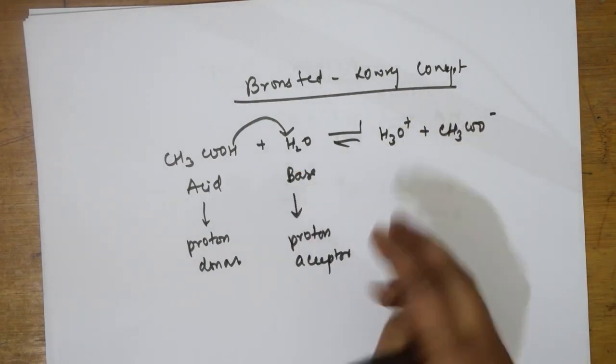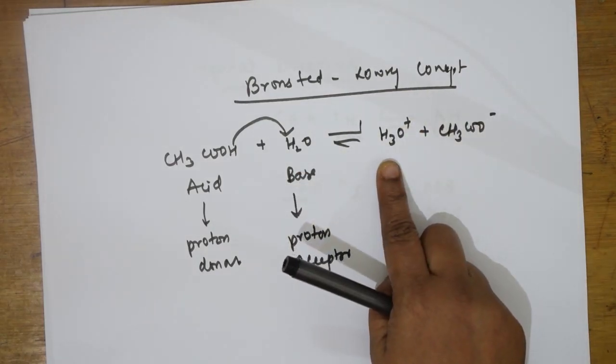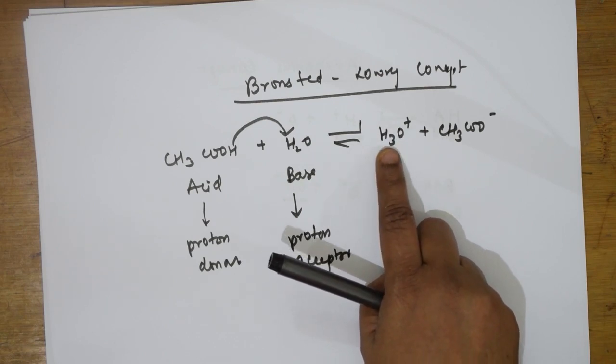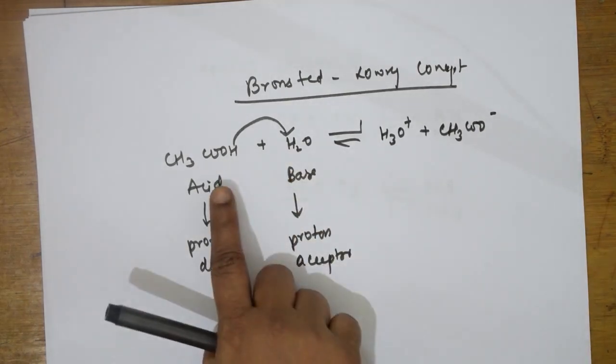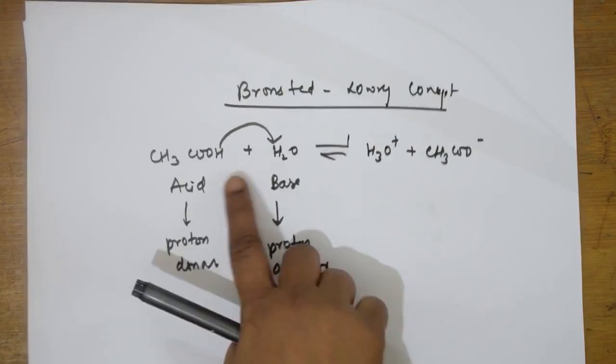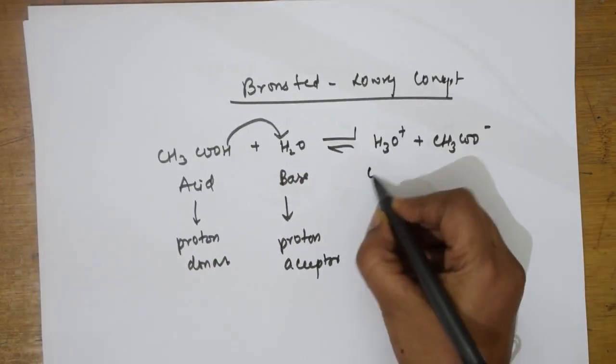Now let us speak about something else. What is this H3O plus formed? From where did this form? It has formed by picking up a proton from an acid. This is called a conjugate acid.